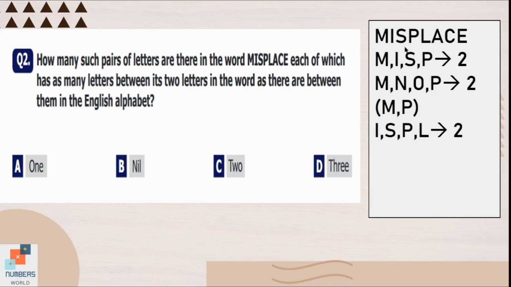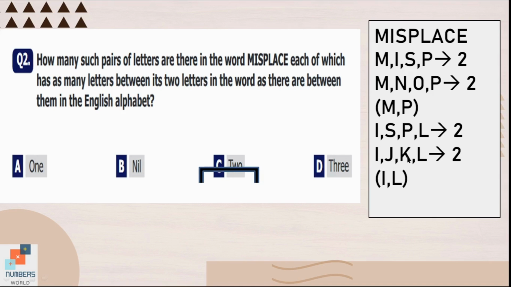Similarly, in the word misplace, there are 2 letters between I and L, and in alphabetical order, again, there are exactly 2 letters between I and L, which are J and K. So this is our pair number 2. So we can say there are 2 such pairs of letters.